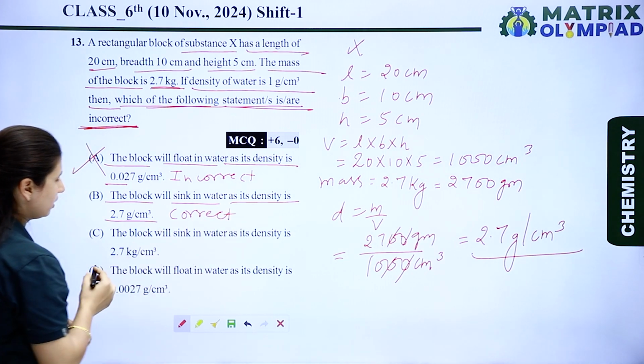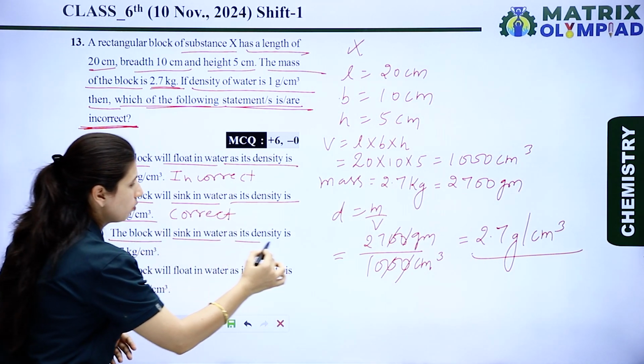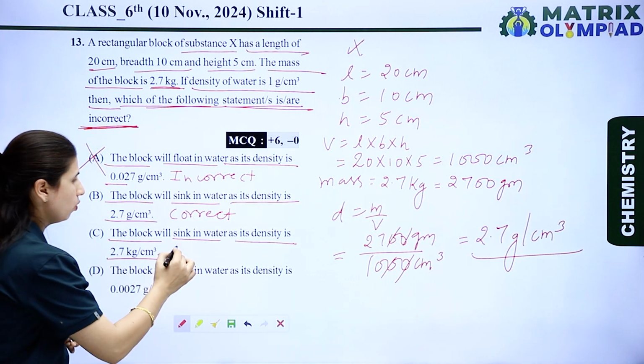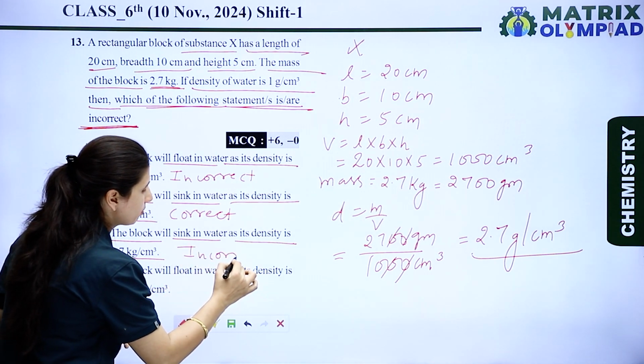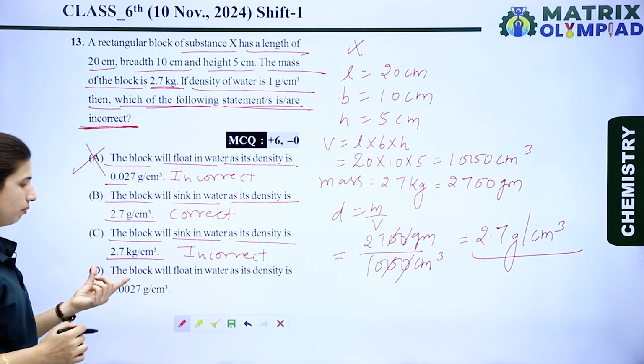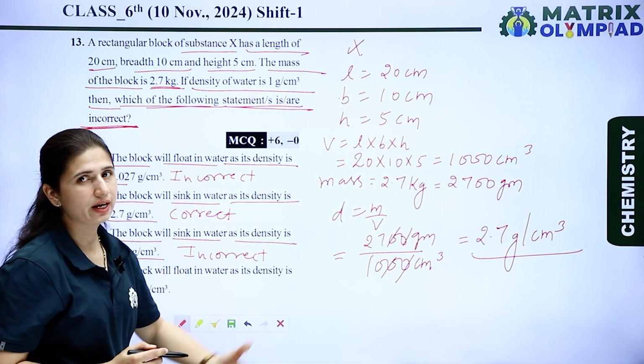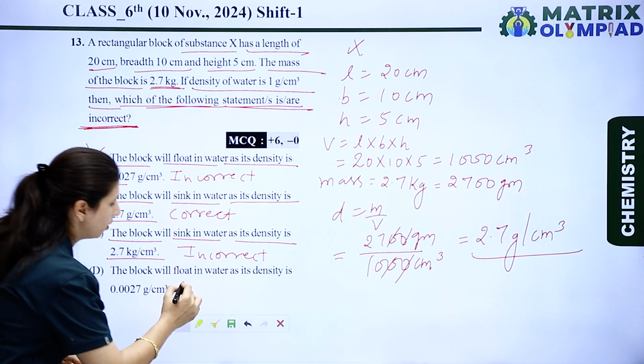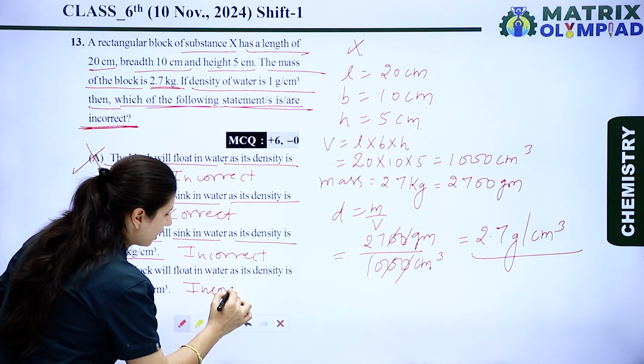Okay, now let's see the next one. The block will sink in water as its density is 2.7 kilogram per centimeter cube. No, it is an incorrect statement. Now the next one is: the block will float in water as its density is 0.0027 gram per centimeter cube. It is also an incorrect statement.